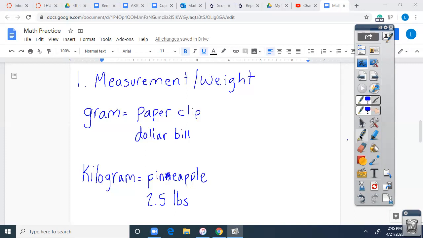so that's measurement. If you need to pause right here, I'm going to erase this in just a second. That's what you need to know. You will have a question on your test about measurement and weight, but you'll also have a question on your homework about that. So I'm going to erase this, but pause that, write it down if you need to.